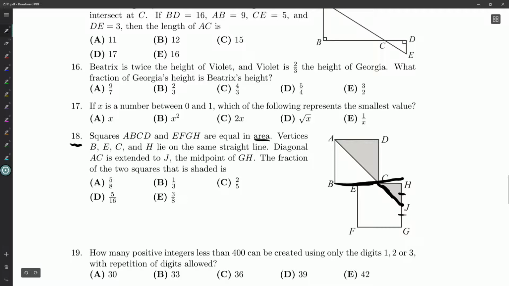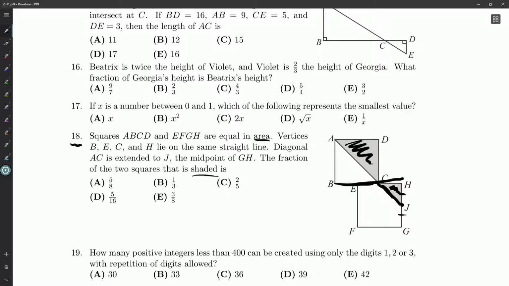The fraction of the two squares that is shaded, so this bit up here and this tiny little triangle, is what? Well, we don't actually have any side lengths, so I don't know the actual areas for these squares, but I don't need to. We could say something like, suppose the area of one of the squares is 1, and it doesn't have to be 1 centimeter squared, it could just be 1 unit, and the square is just 1, and that way we can just figure out the appropriate fraction.